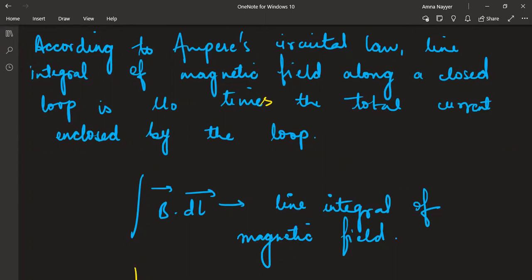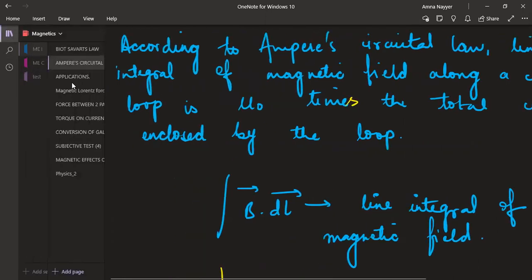In Gauss law, you had the flux phi, whatever the integral of E dot dS was, equal to 1 over epsilon naught times the total charge enclosed. Here, what is happening in Ampere's circuital law? The line integral of the magnetic field. What is meant by the line integral of the magnetic field? It is the integral of B dot dl, and this is equal to mu naught times the current enclosed.